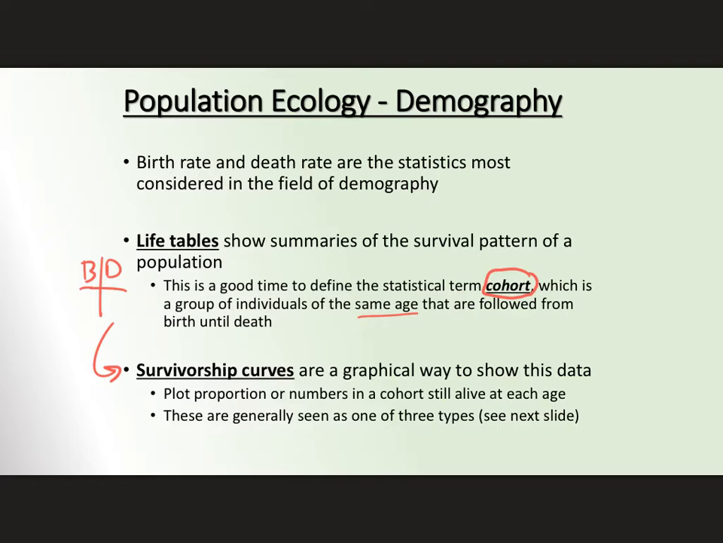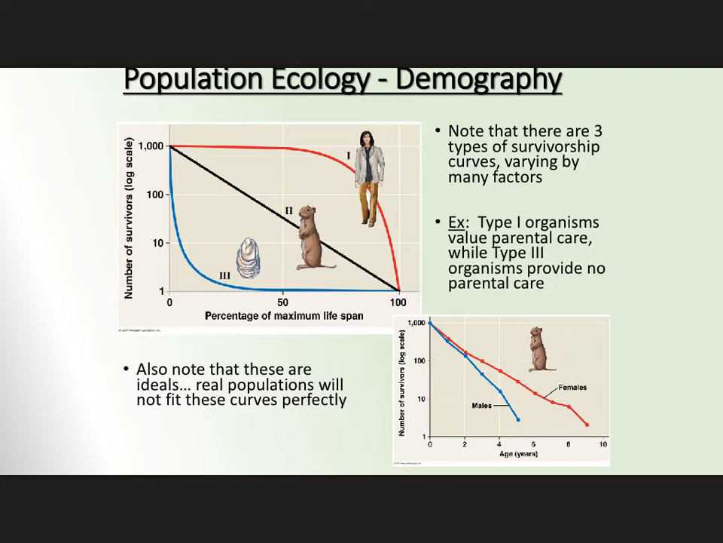So survivorship curves are basically a graph of a life table, where we look at either the numbers of a cohort that continue to stay alive, or we look at proportion, right? So the percentage of a cohort that continues to stay alive. And these come in three different types. So as you can see in this picture, we've got some sort of mussel or something here, and ground squirrel, and then this strange human who might be male or might be female, representing these three different types of survivorship curves.